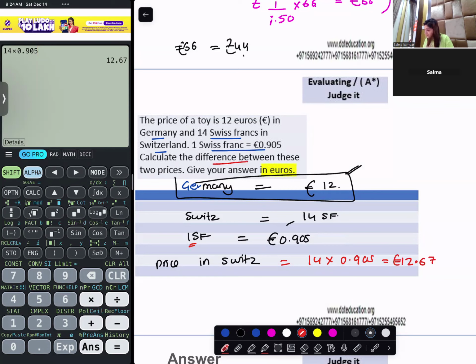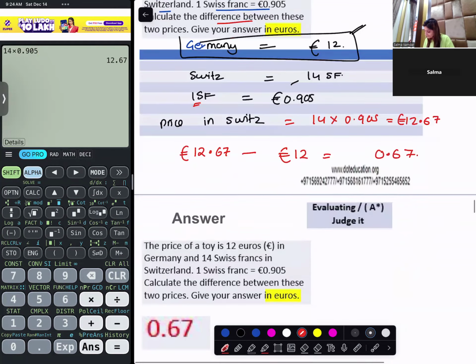What is the difference in the price? The difference in the price would be, in Switzerland, the cost is 12.67 euros, and in Germany, the cost is 12 euros. So the difference in the price is 0.67.